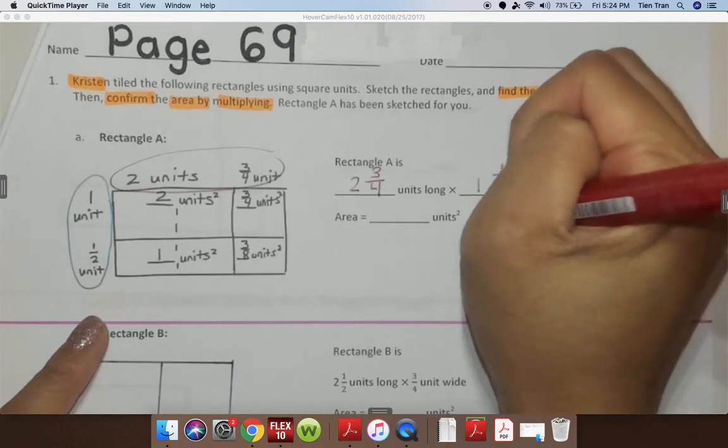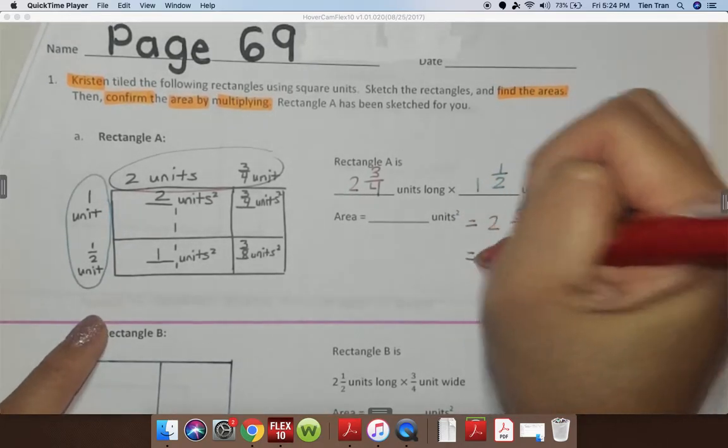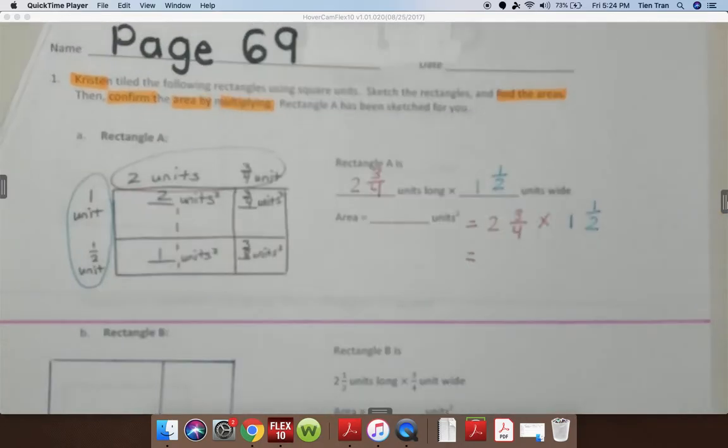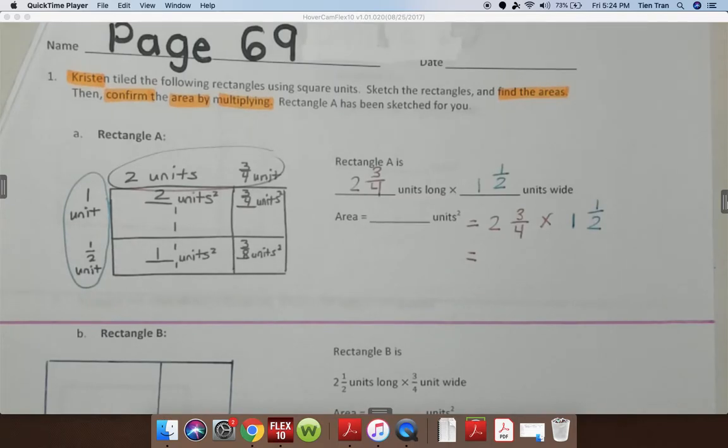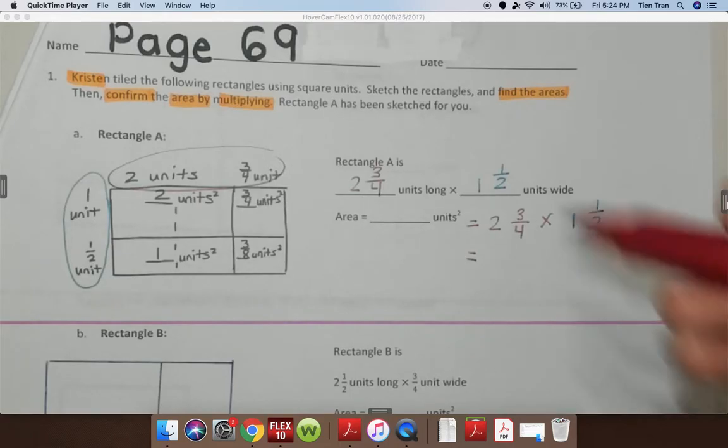And if you have a different way to solve these problems, it's perfectly fine. The most important thing is that you are getting the end result, the right answer. So make sure you're double checking your answers and you're doing it correctly.